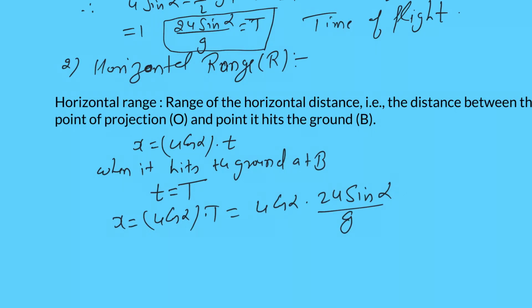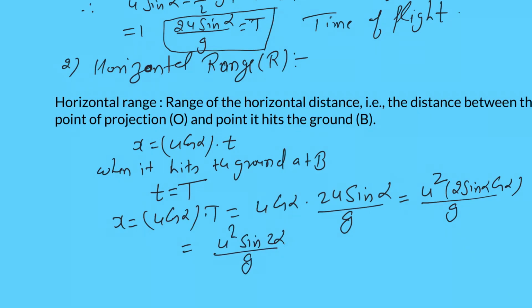So this 2 cos alpha sin alpha is sin 2 alpha. So this can be written as u square 2 sin alpha cos alpha by g, which is equal to u square sin 2 alpha by g. This implies R, which is the horizontal range, is equal to u square sin 2 alpha by g, and you may name it as equation number 4, and this may be named as equation number 3.